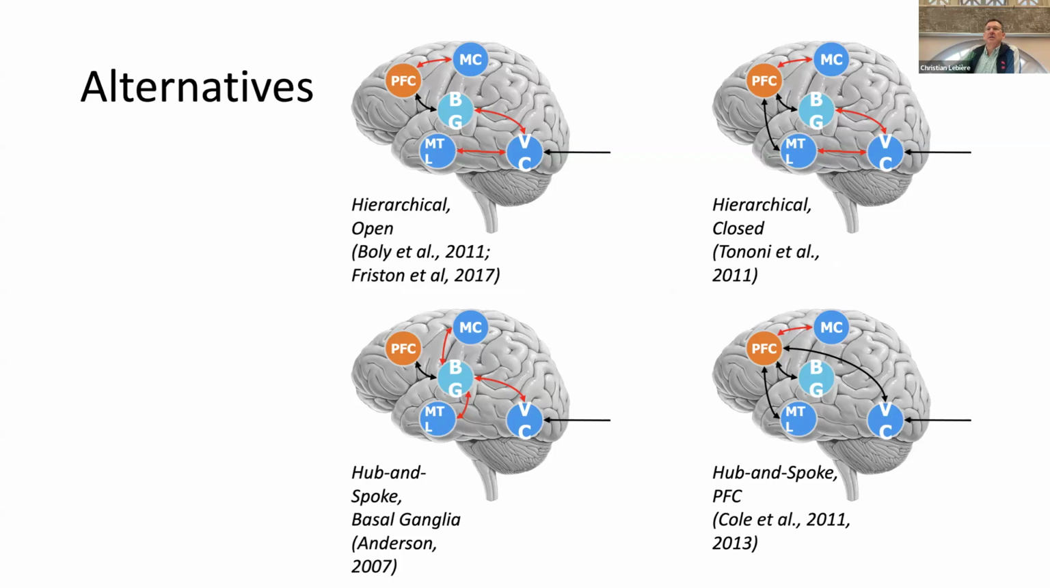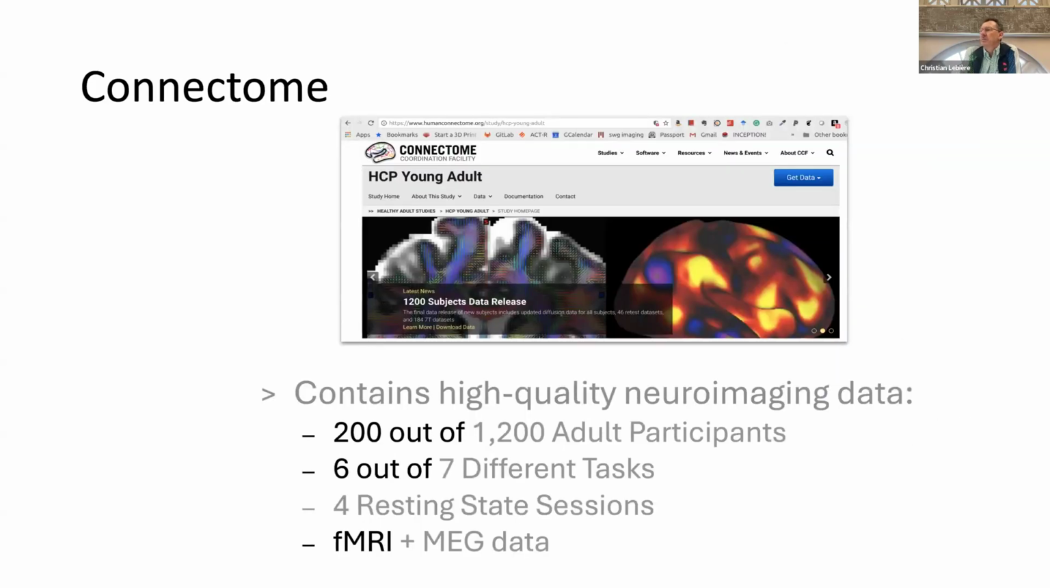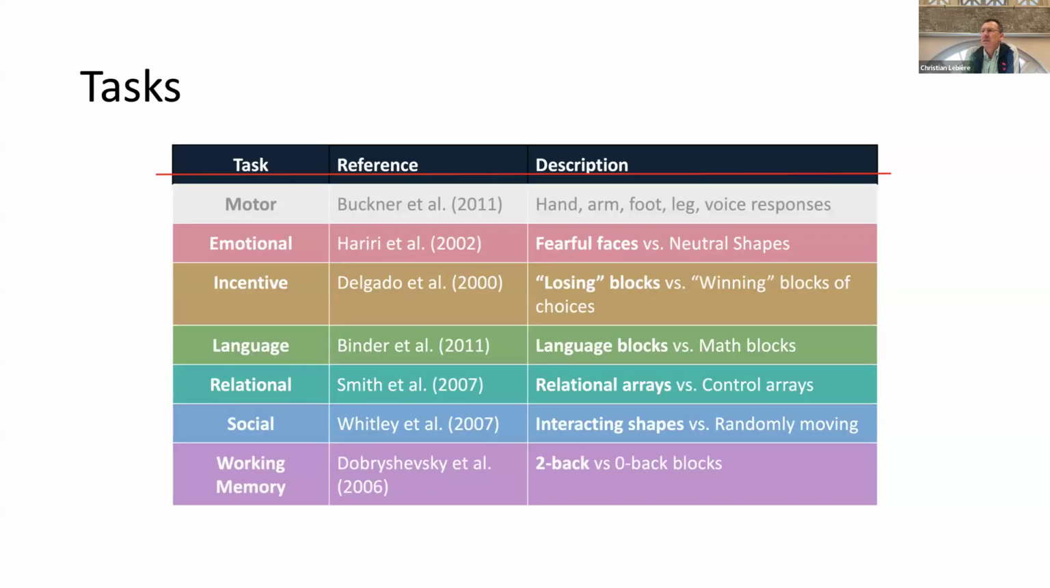And then we evaluated the common model against a number of potential alternatives in the literature, variants of hierarchical organization and hub and spoke organizations. And we used the data from the Human Connectome database, which is a very large public database of high-quality neuroimaging data. We took a broad range of tasks from that database and evaluated the predictions using dynamic causal modeling of the common model structure against those alternative structures.